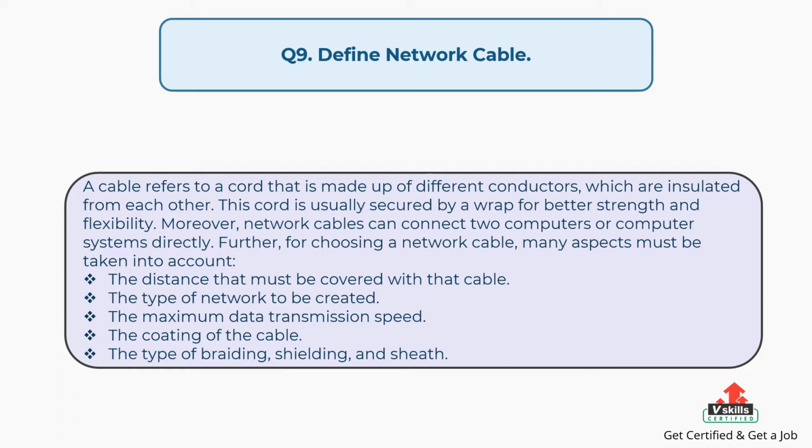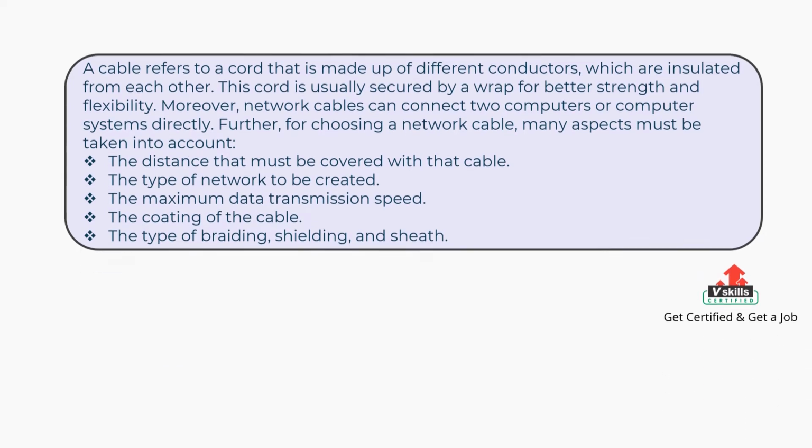Firstly, the distance that must be covered with that cable. Secondly, the type of network to be created. Thirdly, the maximum data transmission speed. Then, the coating of the cable. Lastly, the type of braiding, shielding, and sheath.